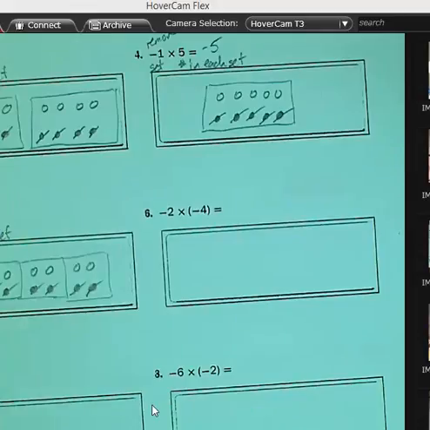Okay. I think I remember doing this. Yeah. I bet you remember how to multiply positive and negative numbers too, don't you?